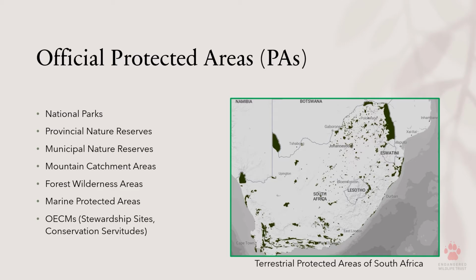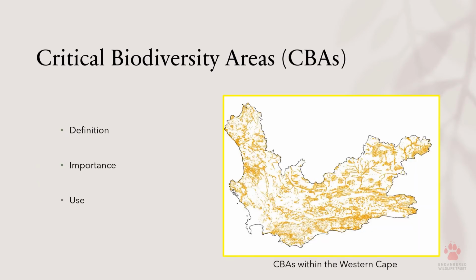Less well-defined, but still recognized as protected environments in the legislation, are mountain catchment areas, forest wilderness areas, and marine protected areas. These tend to be larger geographic areas of importance, and developments here are, or should be at least, carefully screened. Finally, we have other effective conservation measures, or OECMs, such as stewardship sites and conservation servitudes. These tend to be contractual agreements with private landowners, often including clauses which preclude developments on their land, which can be harmful to the environment.